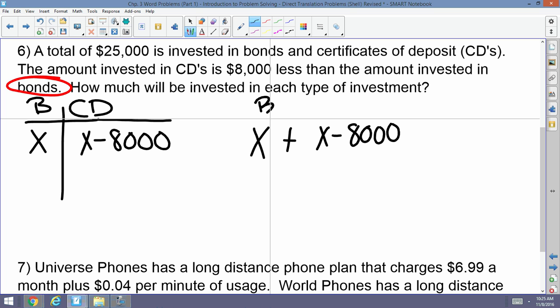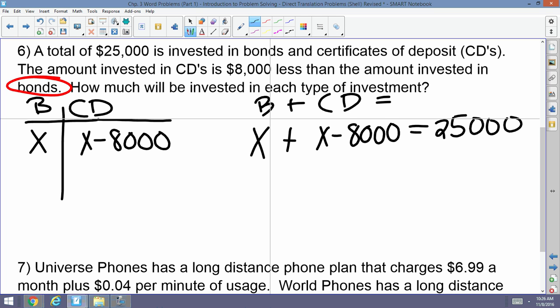Excellent. So bonds plus CDs equals 25,000. Before we continue, please do yourself a favor. Does everyone see why I made the table, how I made the table, how I created the equation, and why I made that equation?